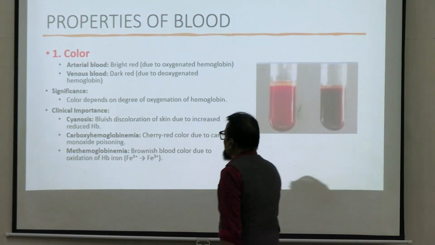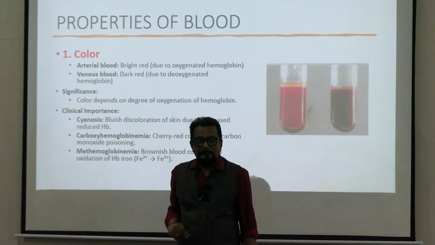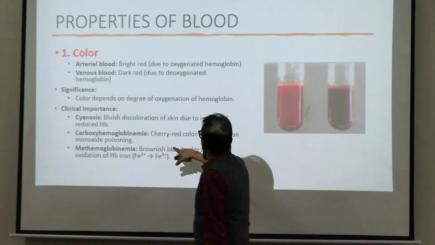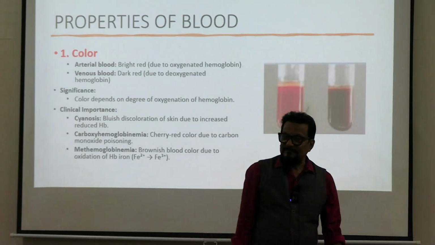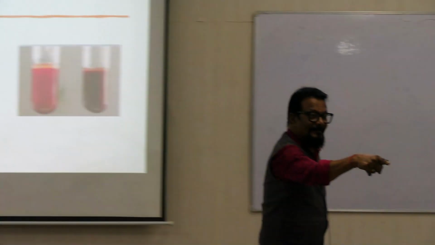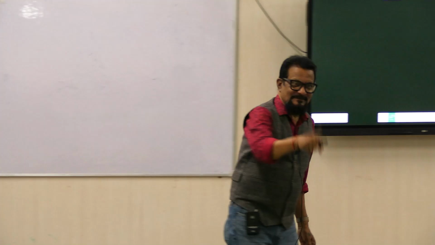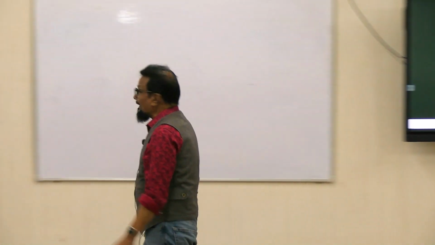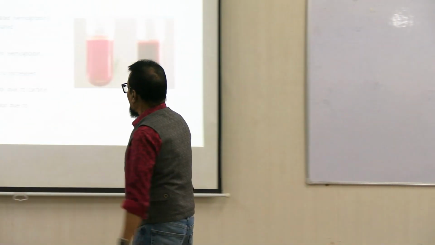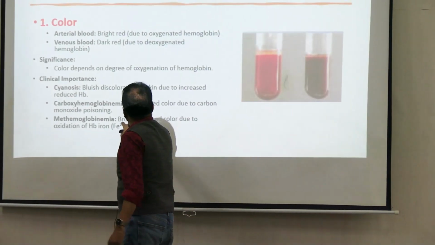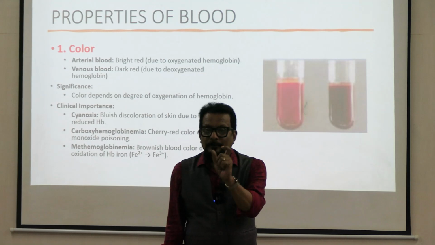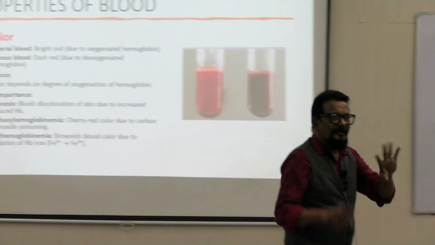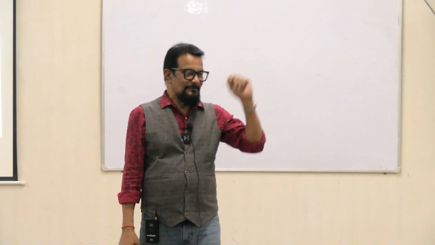Also, you can get the cherry red color of blood in what condition? In carbon monoxide poisoning. Cherry red color you will get in carbon monoxide poisoning. Remember this point. And methemoglobin gives brownish blood. What is methemoglobin? Hemoglobin, we will study. Hemoglobin has different variations. One is methemoglobin, it is the abnormal hemoglobin.